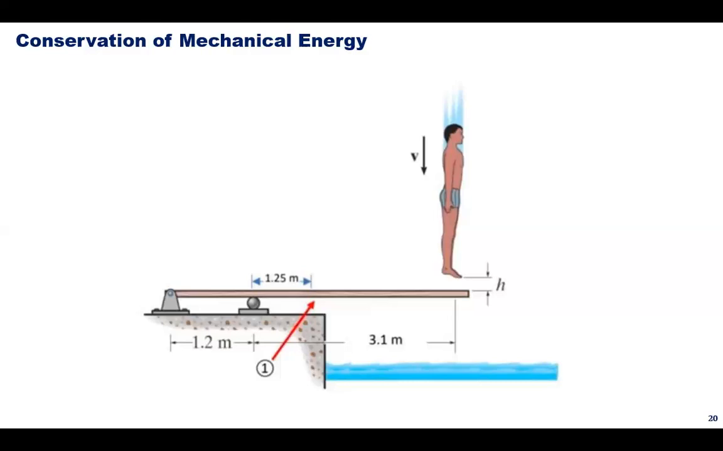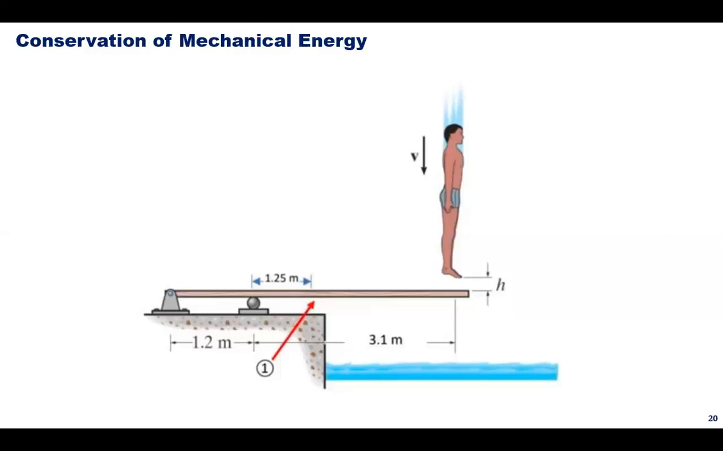The diver drops below y equals 0, so his gravitational potential energy becomes negative. The total elastic potential energy increases to offset the decrease in gravitational potential energy. In reality, some energy is lost as friction, sound, and vibrations of the diving board. If we ignore these effects, mechanical energy is conserved. We will apply the conservation of mechanical energy in the following tutorial.